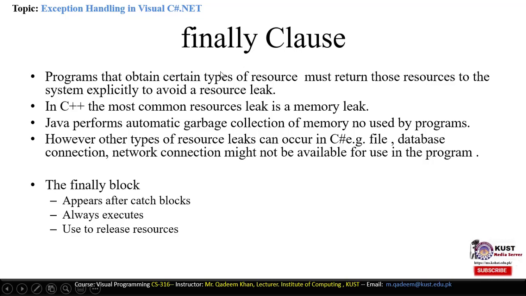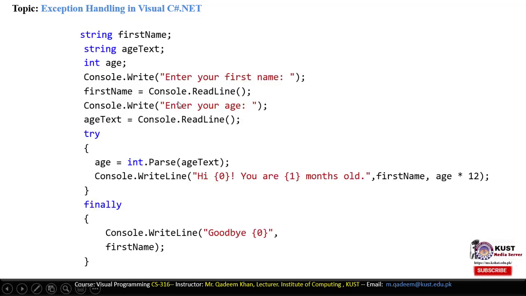Now we have the finally clause as well in exception handling. The finally clause is responsible for releasing the resources. The finally block must be executed, and it appears after the catch blocks, and it always executes. This means that whether an exception is there or not, it will be executed, and it is used to release the resources. The resources may be, for example, hardware resources or software resources as well.